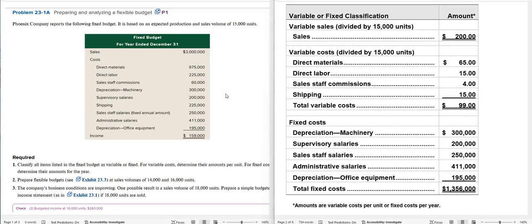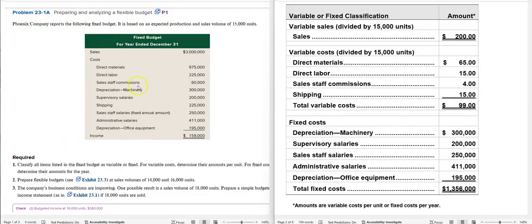Looking at example problems for Chapter 23, which covers flexible budgets and standard cost. This first problem is going to have us preparing and analyzing a flexible budget. So we are working with Phoenix Company that reports the following fixed budget.